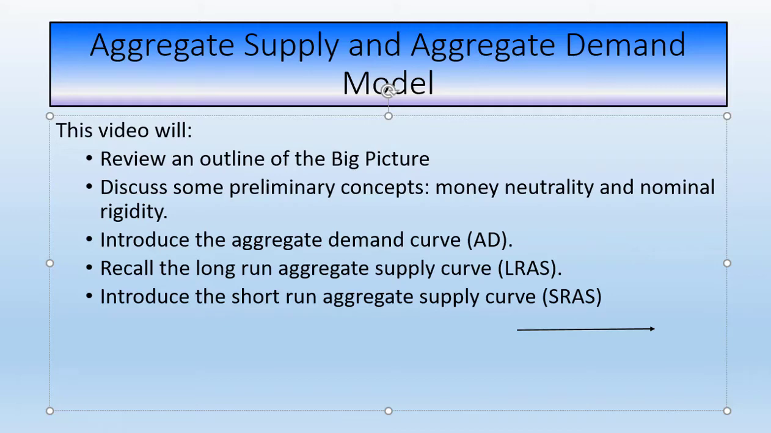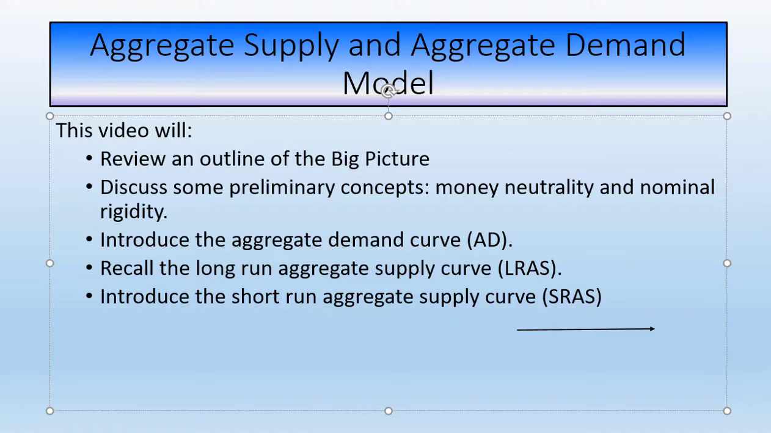This video will cover the aggregate supply and aggregate demand model. We'll review an outline of the big picture, which we've seen before, but I'll reiterate to make sure we're in the right frame of mind. We'll discuss some preliminary concepts such as money, neutrality, and nominal rigidity.